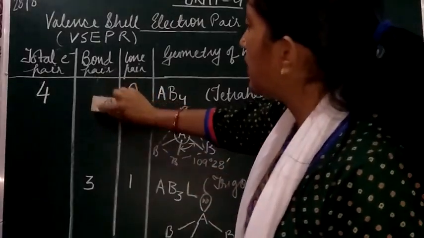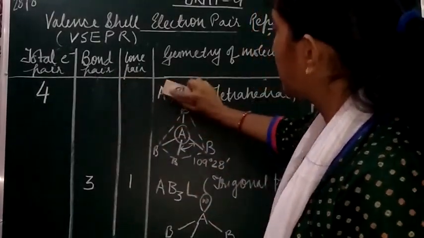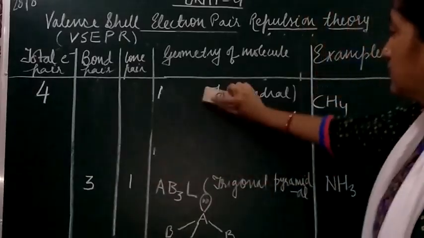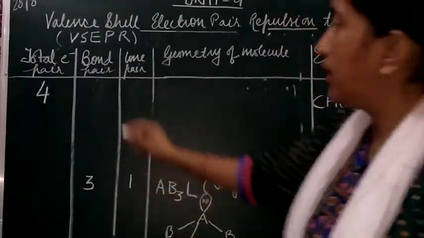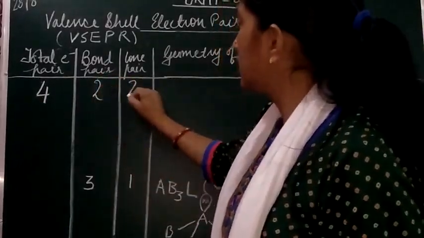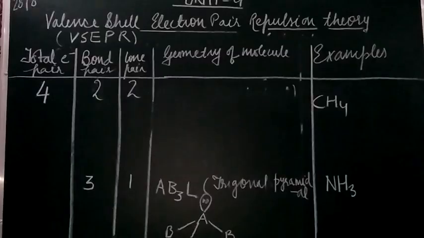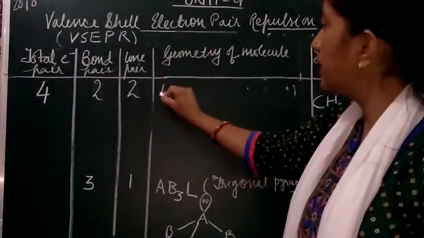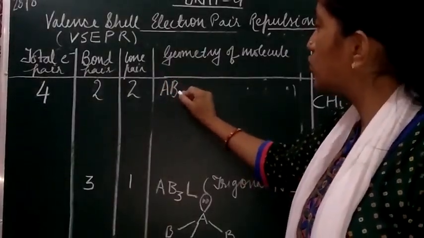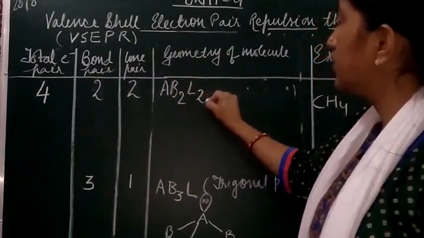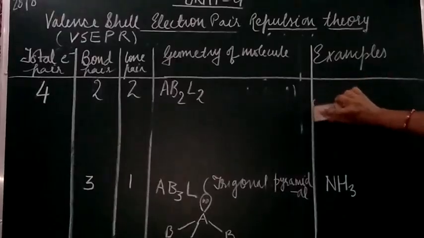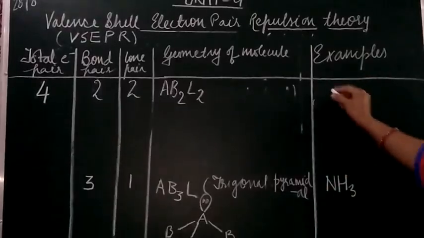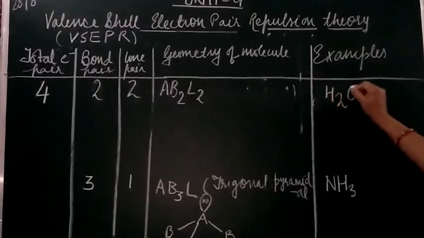Now moving to the next case, when we have two bond pairs and two lone pairs, right students? If we have two bond pairs and two lone pairs, this is of the type AB2L2. Here we will have an example of H2S, H2O. So I'm writing here H2O.